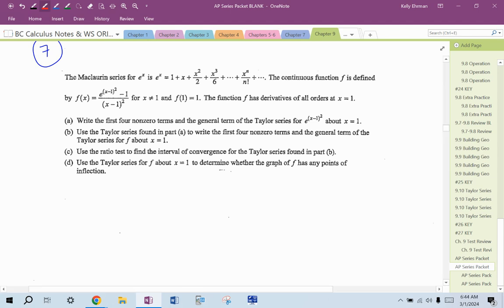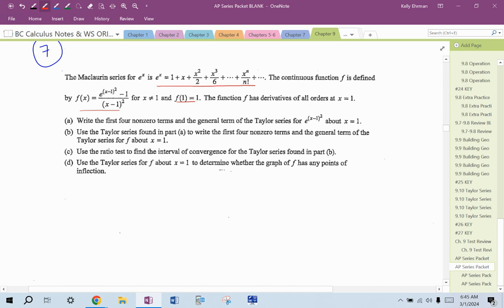All right, we're doing problem 7, and this starts off by giving us the Maclaurin series for e to the x, which is one of the ones we have memorized. The continuous function f is defined by this. You can see they've sort of built upon this e to the x function. F of 1 equals 1. The function has derivatives of all orders at x equals 1.